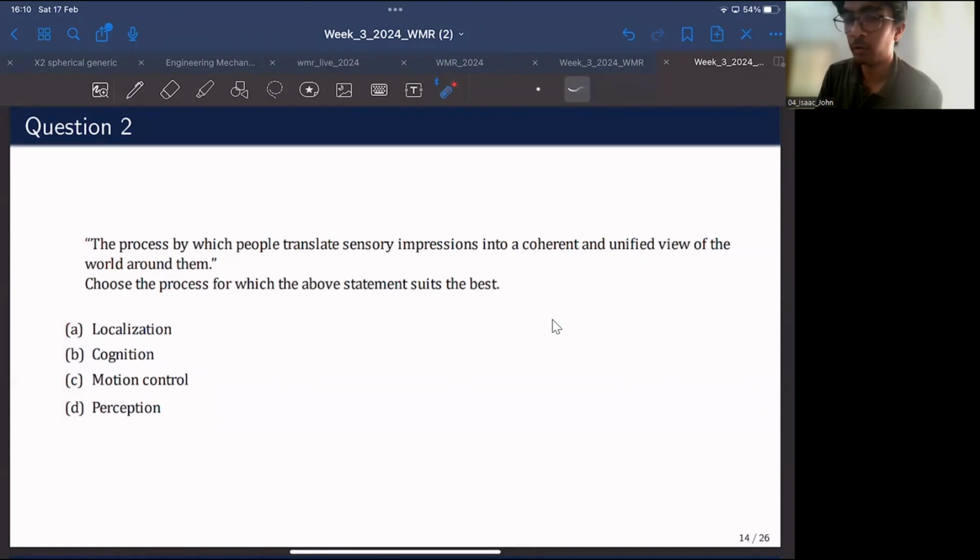So I suppose without much of a disagreement, we can all agree that perception is a better fit for this statement, because perception is all about creating a model of the environment around us. If you're talking about a human being, using our sensory organs, eyes, ears, and nose, we perceive the environment around us. We get a coherent, unified view of the environment around us. So that is what perception is all about. And all the content for this week 4 is about perception.